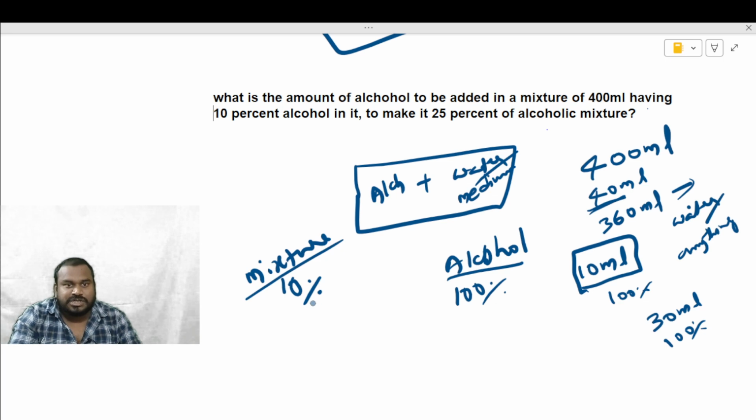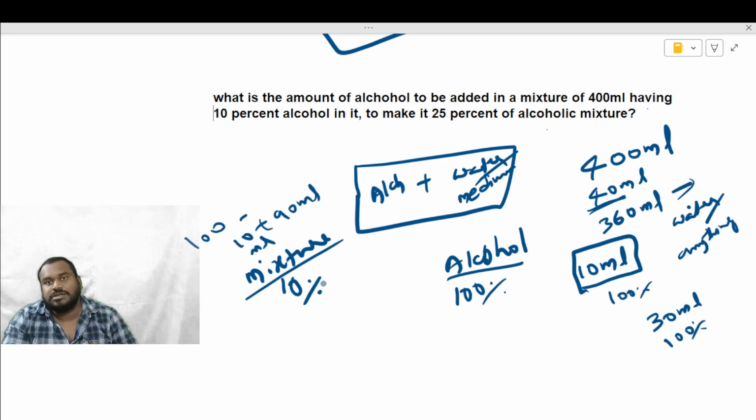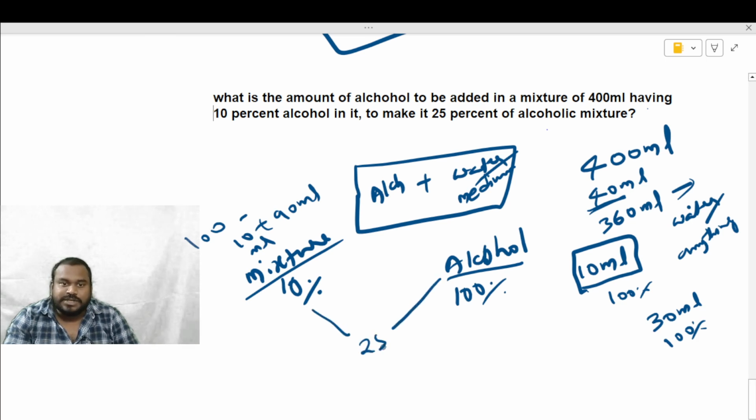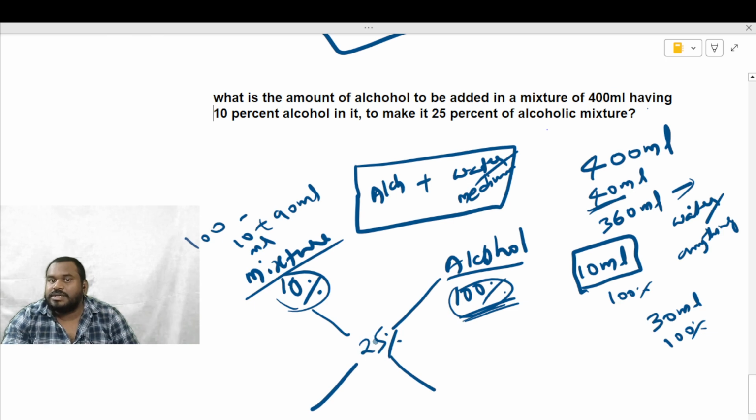If I take a mixture, 10% alcohol means out of 100, 10 ml will be alcohol and 90 ml will be something else. So that is called a mixture. Now, pure alcohol is 100%, and for the mixture, 10% is there. I want to mix both of them to make 25%. In such cases, you have to draw a line like this and put the effective value you need.